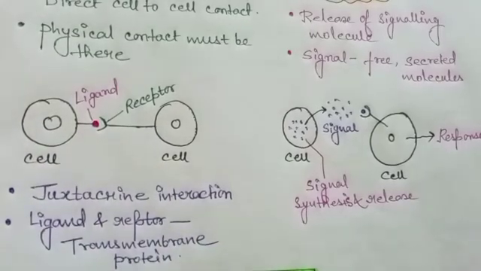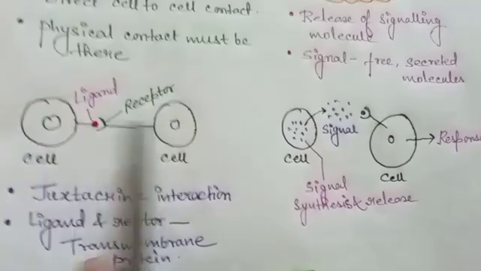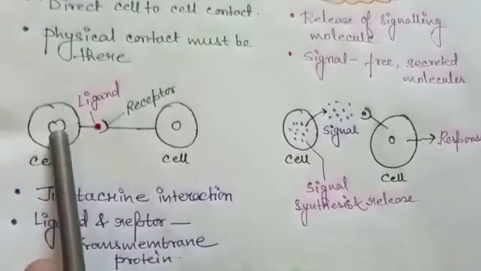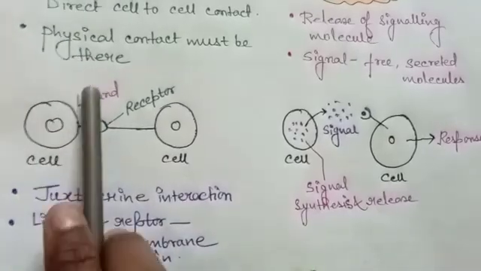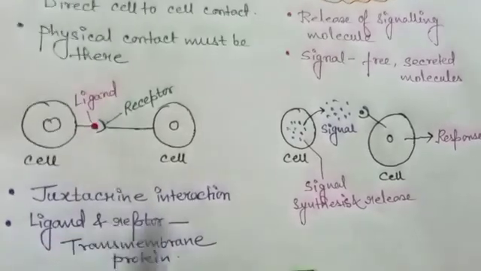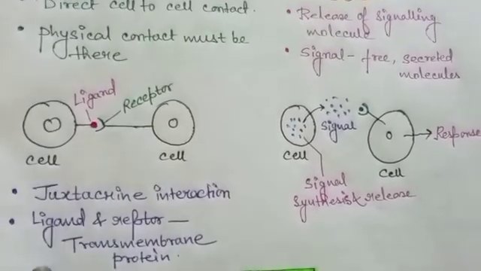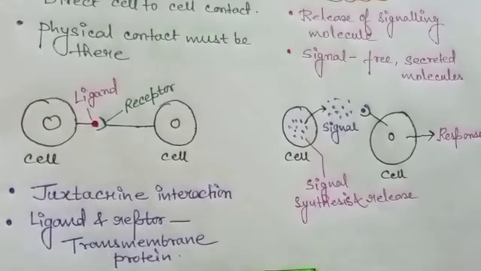What is juxtacrine? Juxtacrine means adjacent. Two adjacent cells interact with each other. Suppose it is a cell and this is a cell. So these are adjacent to this, and these are adjacent to this. And these have ligands and these are receptors. So this is called juxtacrine interaction. Adjacent cell interaction is called juxtacrine interaction. And another example is ligand receptor transmembrane protein.